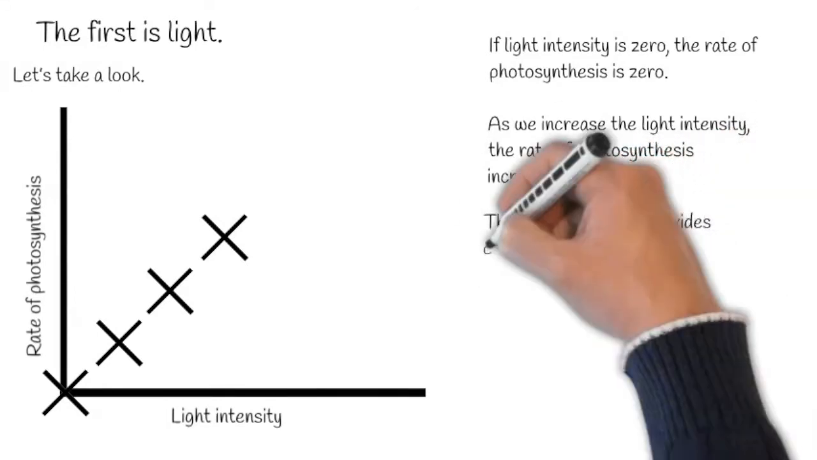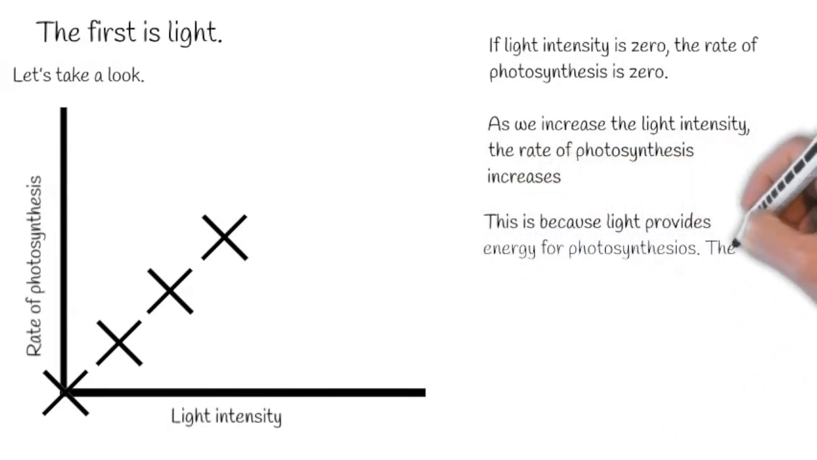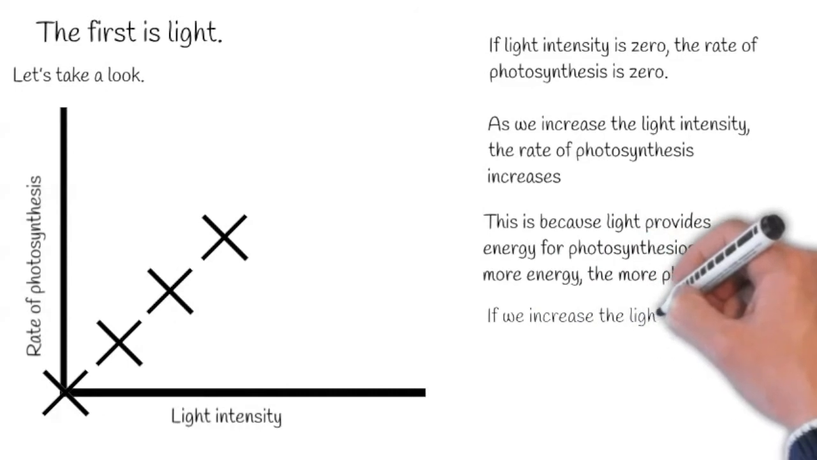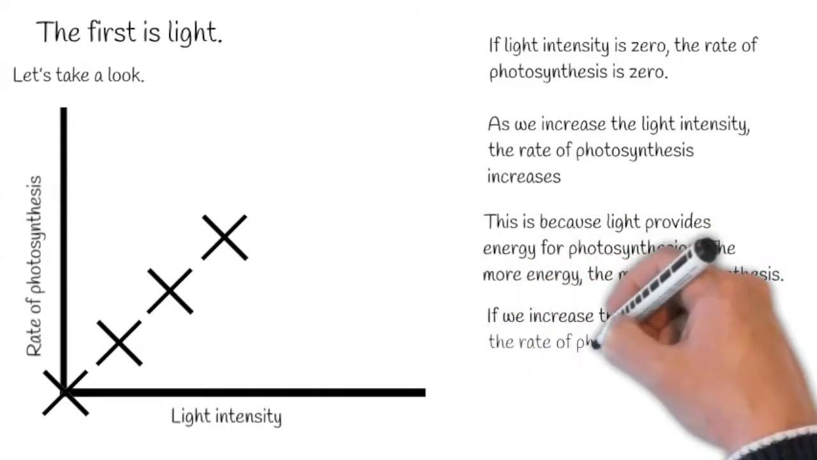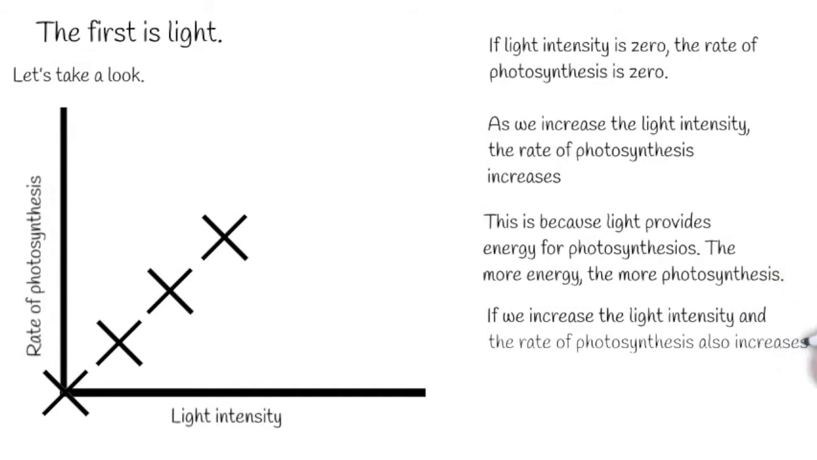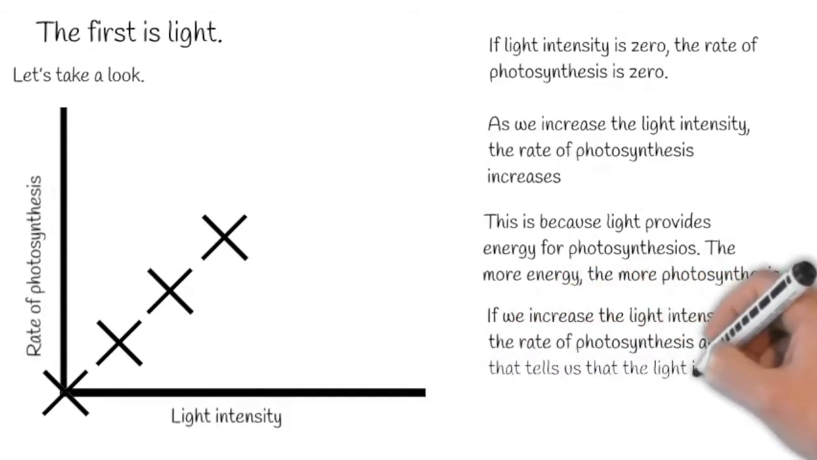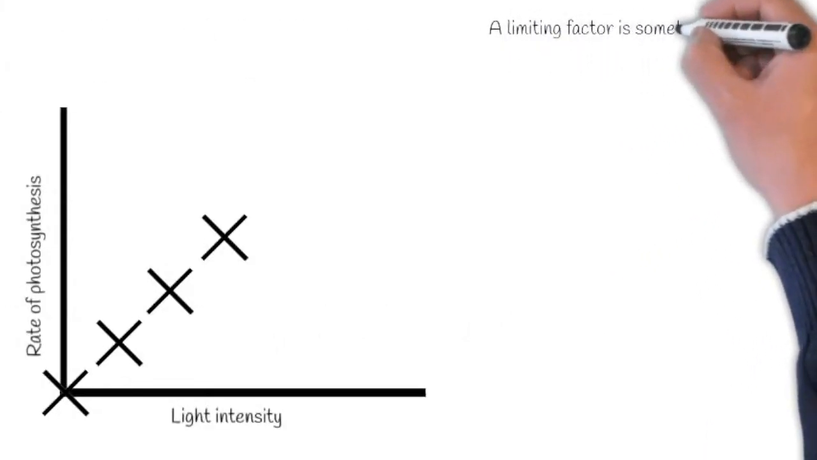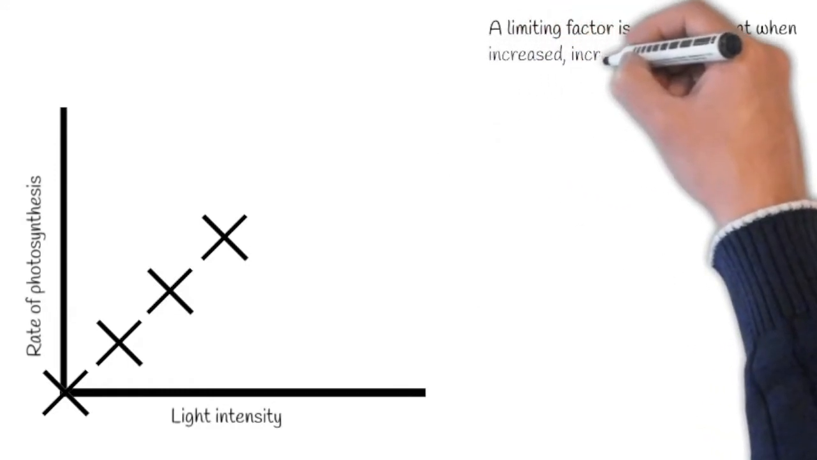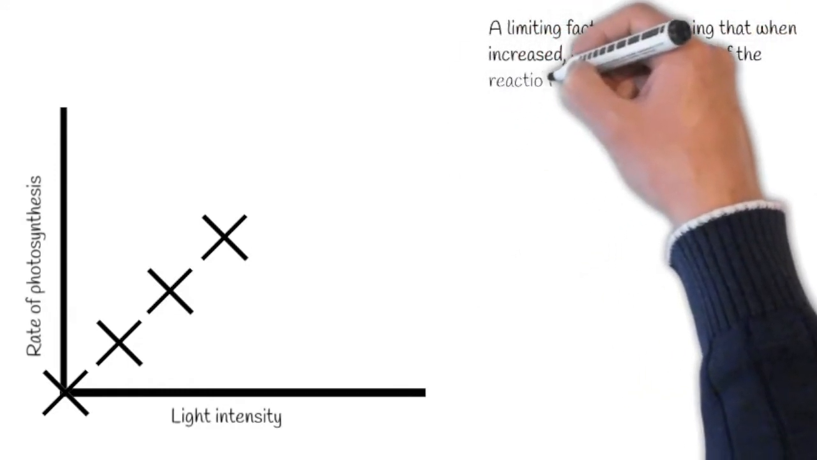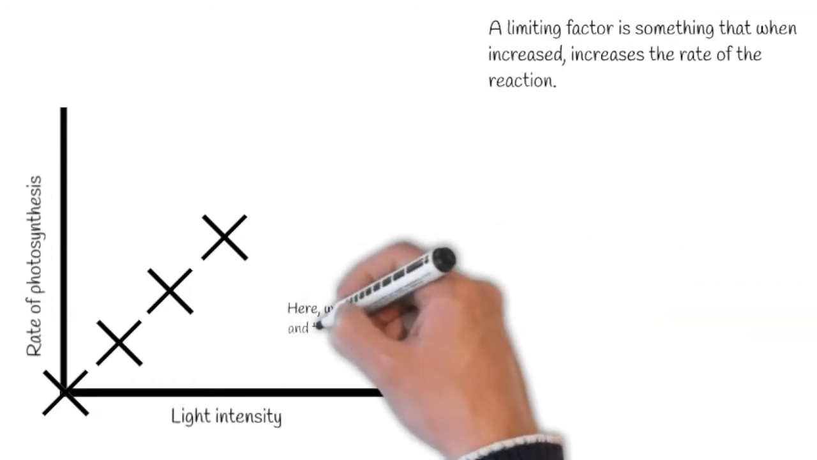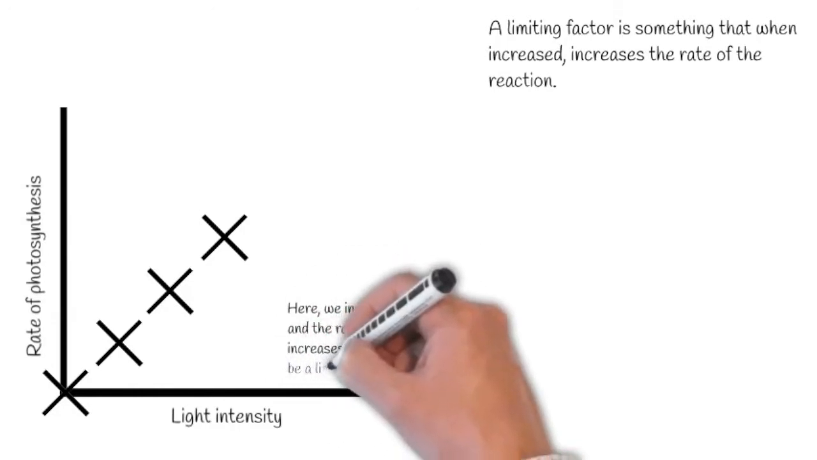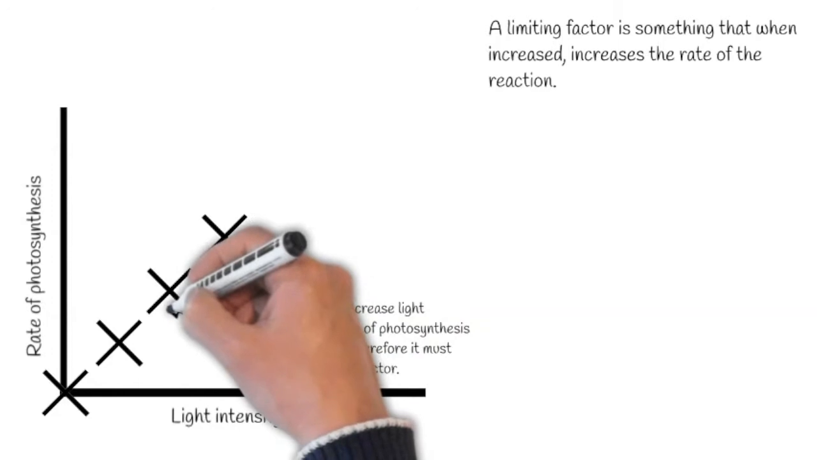This is because light provides energy for photosynthesis. The more energy, the more photosynthesis that can happen. If we increase the light intensity and the rate of photosynthesis also increases, that tells us that the light intensity was limiting. A limiting factor is something that, when increased, increases the rate of the reaction. Here, we increase light intensity and the rate of photosynthesis increased. Therefore, it must have been a limiting factor.